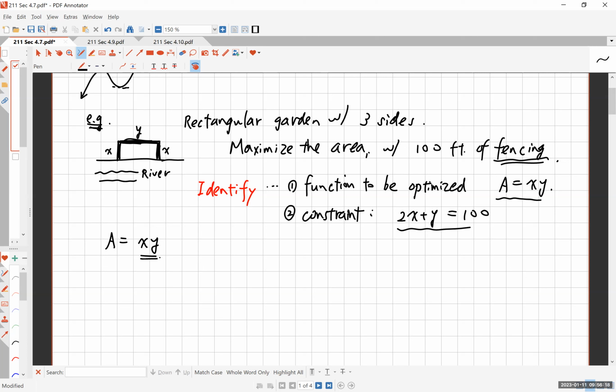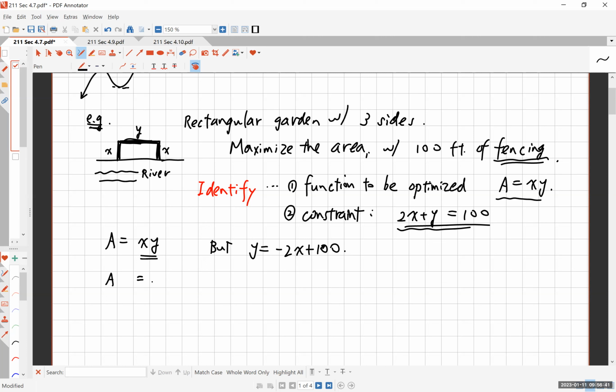And how can we do that? Well, that's where the constraint comes from. The constraint tells me that y is negative 2x plus 100. All I'm really doing is solving for y in terms of x. This easily gives us y is equal to negative 2x plus 100. So then we substitute that.